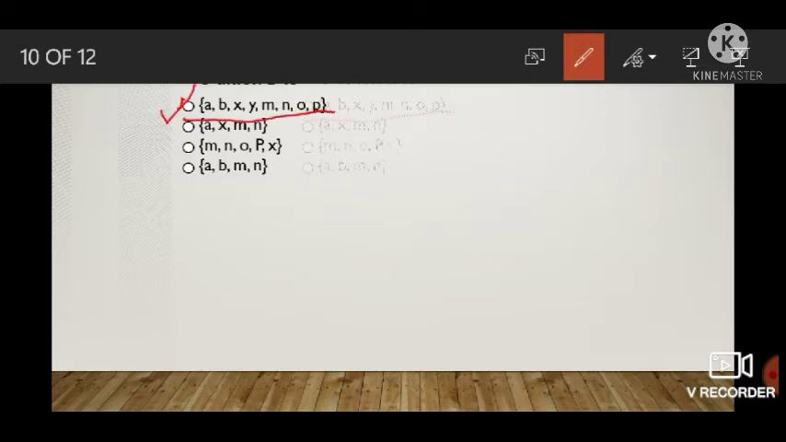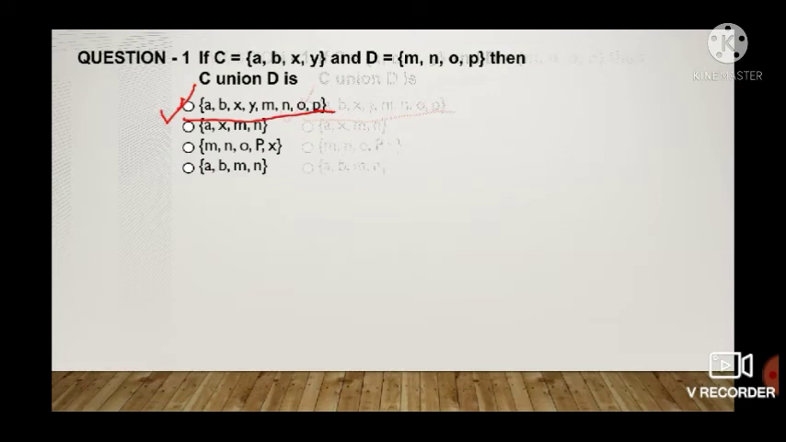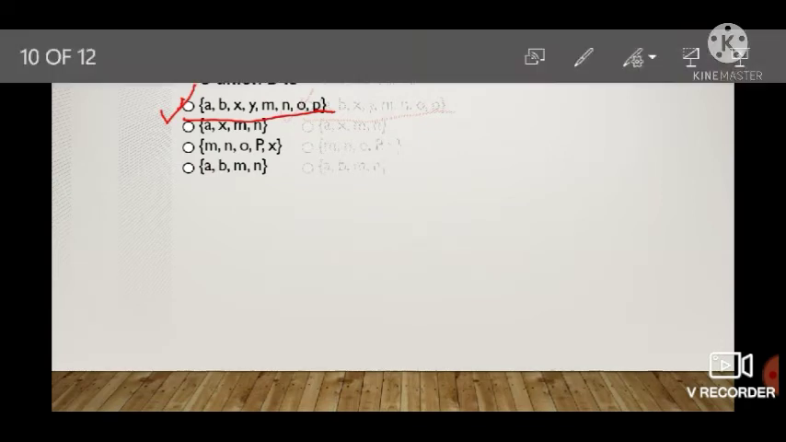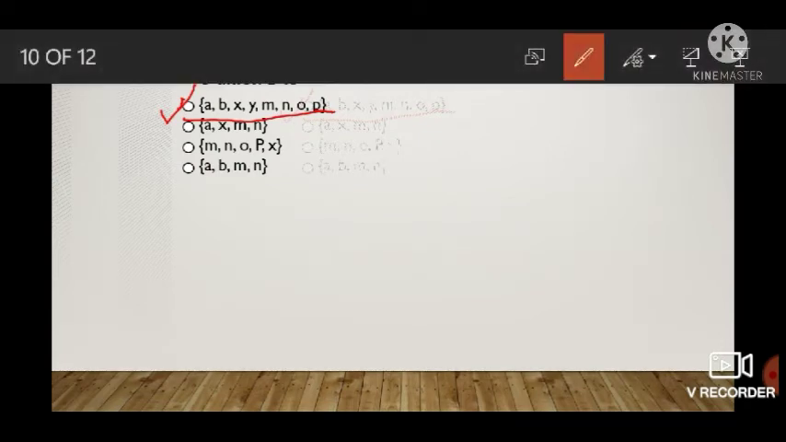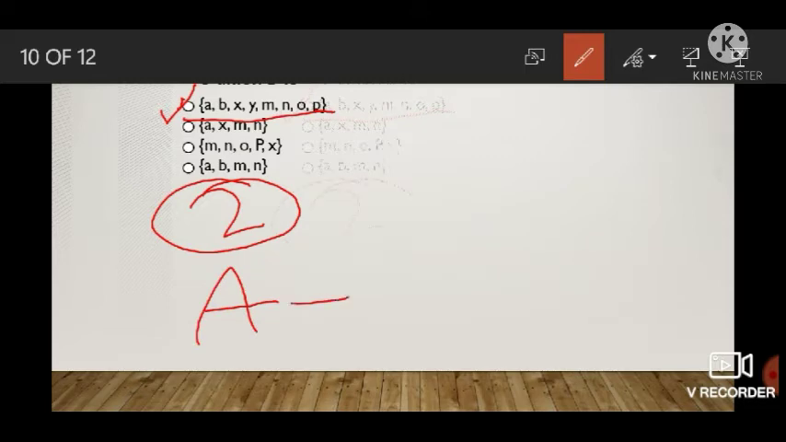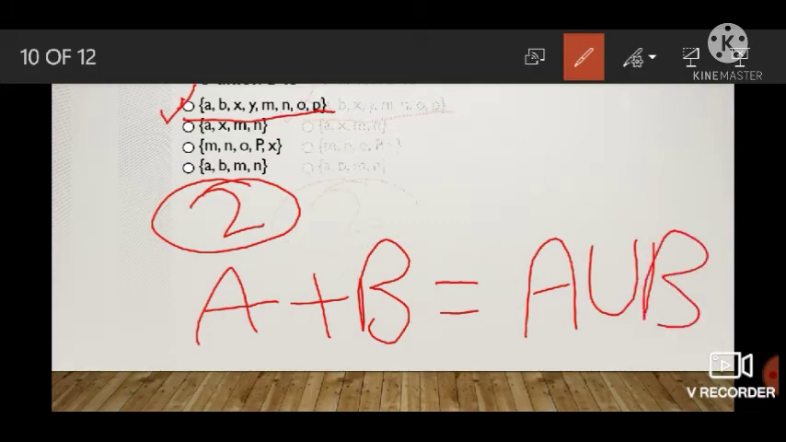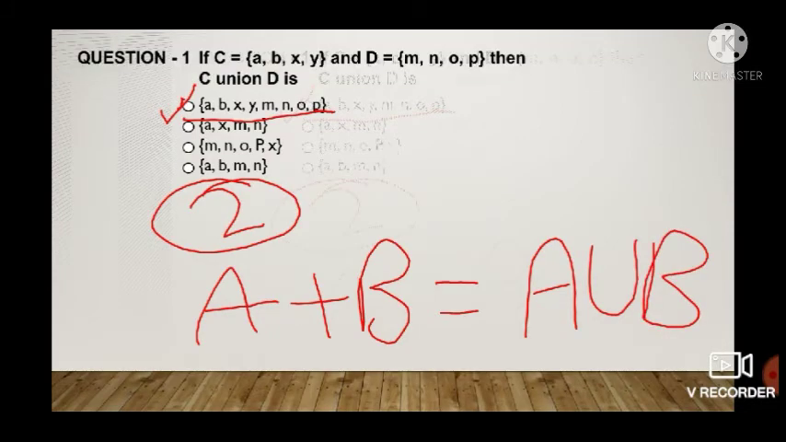So we will simply do A plus B, and this will be the right answer, because this contains all elements present in A and B. Here you can see A, B, X, Y, M, N, O, P. These are all the elements present in C and D. I have told you that when two sets are disjoint, we use the formula A plus B is equal to A union B. But this will only work if two sets are disjoint. So you have to keep this in your mind.